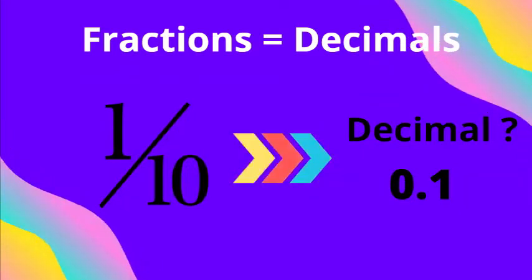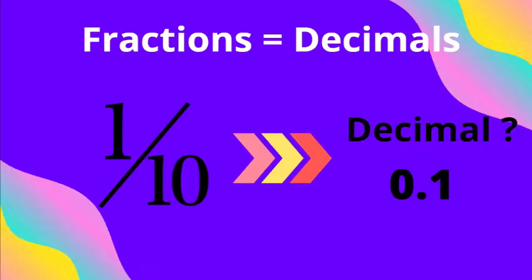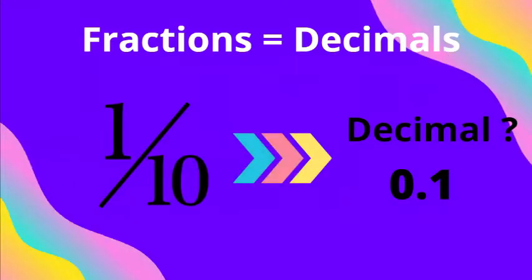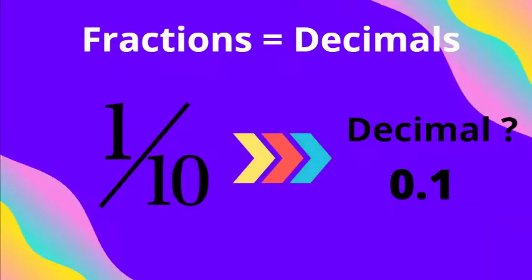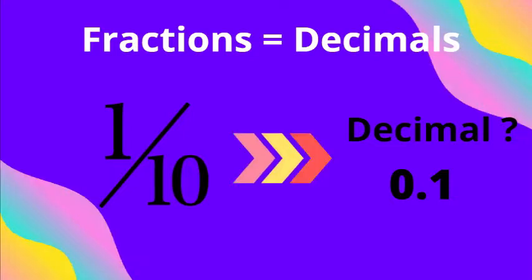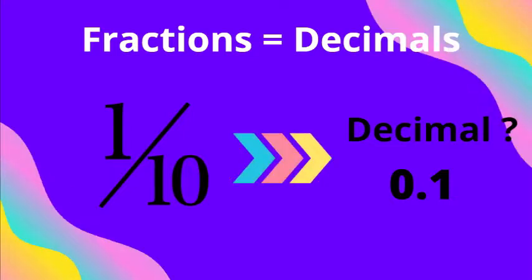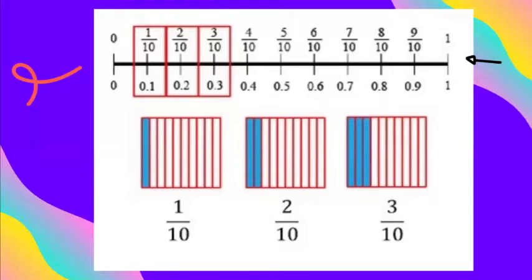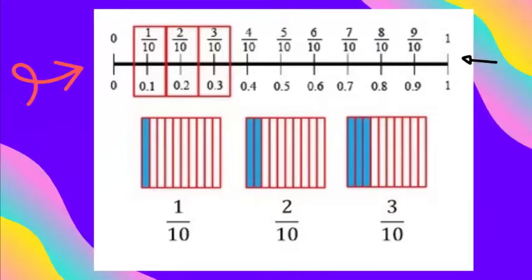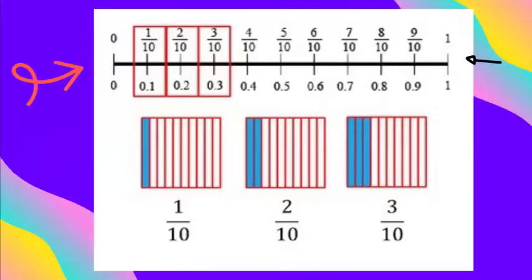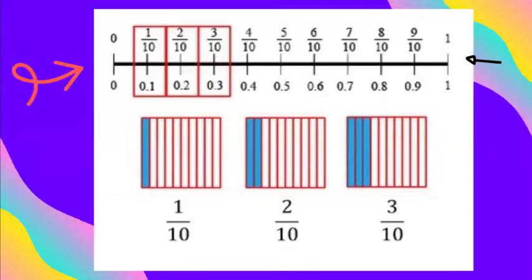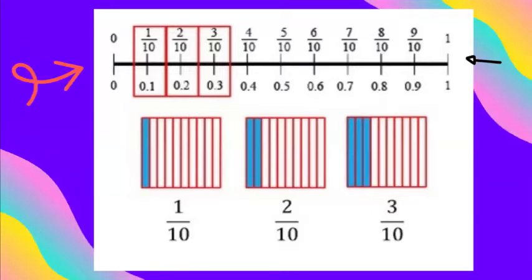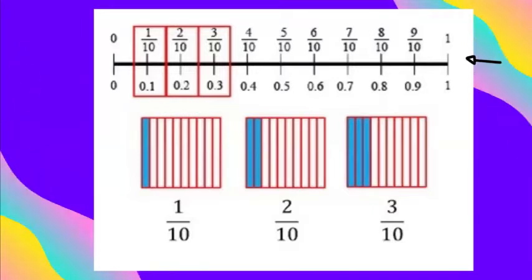How do we write 1/10 as a fraction? 1/10. How do we write 1/10 as a decimal? 0.1. Then how can we convert fractions to decimals? We can convert them by seeing the fraction bar and number line below. As you can see, 1/10 is equivalent to 0.1.